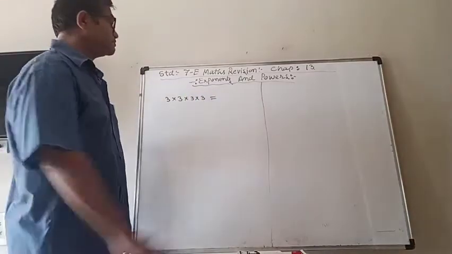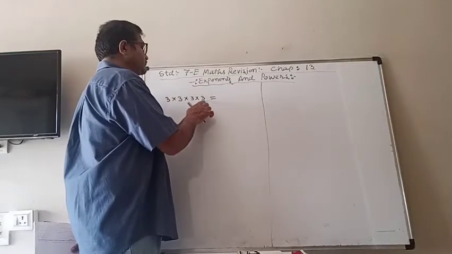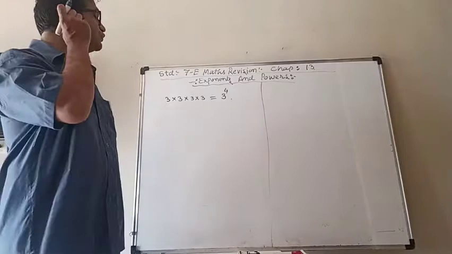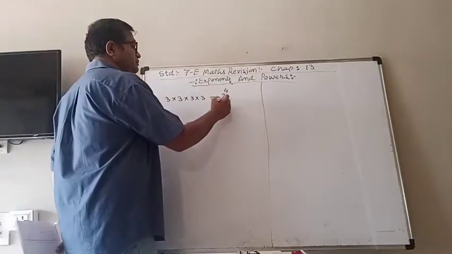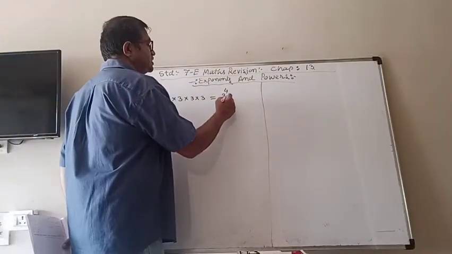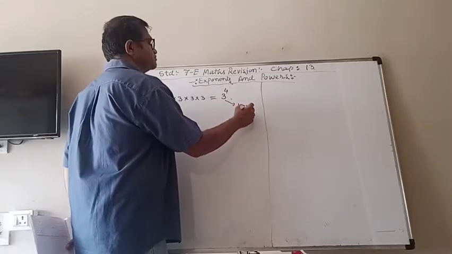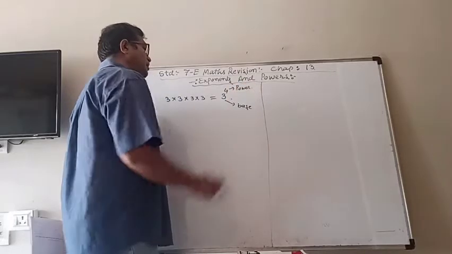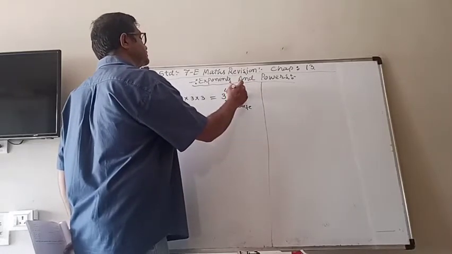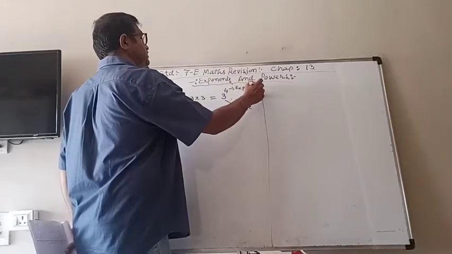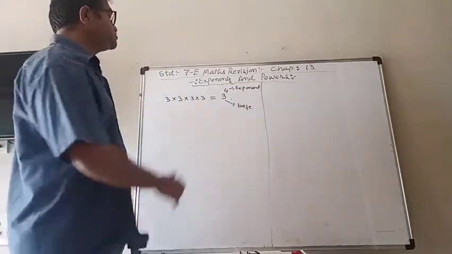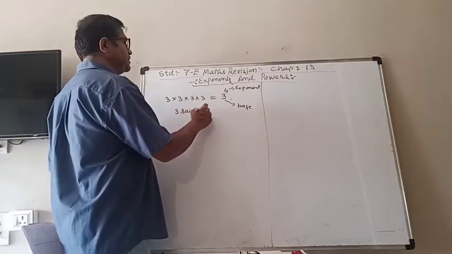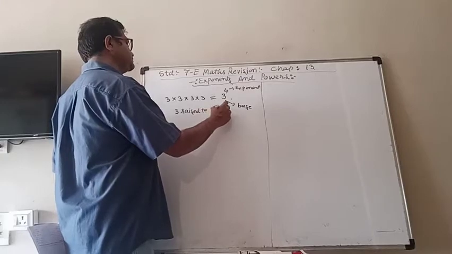We see that here 3 is multiplied with itself 4 times. We write it as 3 raised to 4. So here 3 is called the base and 4 is known as the exponent. So in short we write it as 3 raised to 4. How do we read it? 3 raised to power 4.